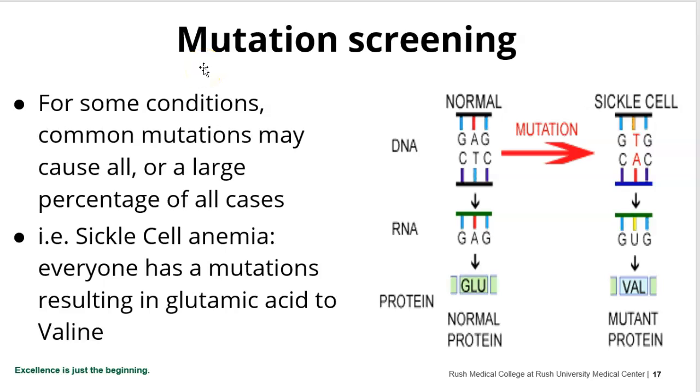So for sickle cell anemia, if only life was as easy as sickle cell anemia. When I went to medical school, the only gene they really knew was sickle cell anemia. And everybody with sickle cell anemia goes from a CAG to a CTG, which goes from glutamine to valine. Every single person with sickle cell anemia has the same base point change.